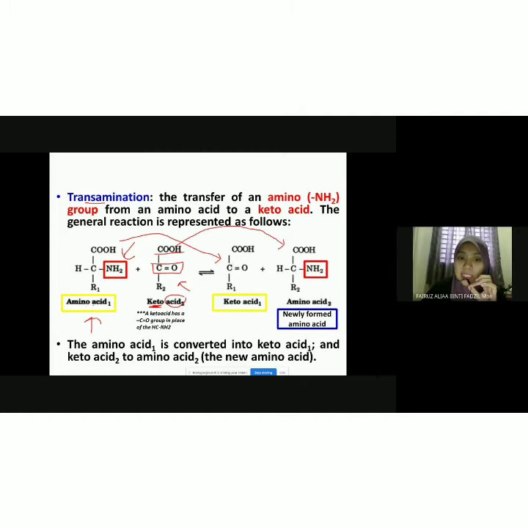So amino acid 1 donates the amino group to the keto acid 2. The amino acid 1 will turn into keto acid, and then the keto acid 2 will receive the amino group. Once they receive the amino group, they will become amino acid. Why do they become amino acid? Because now they have the amino group and also the COOH carboxylic group. So this is the new amino acid that is formed, and the original amino acid now becomes the keto acid.